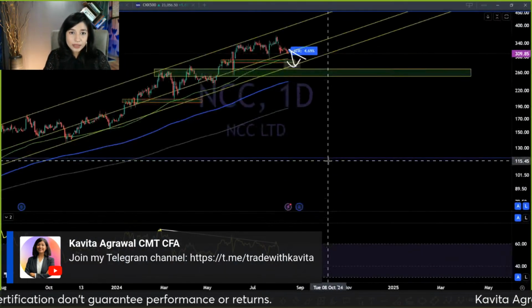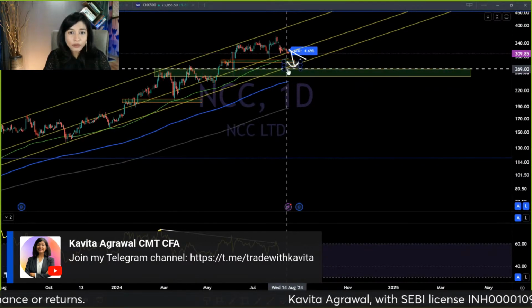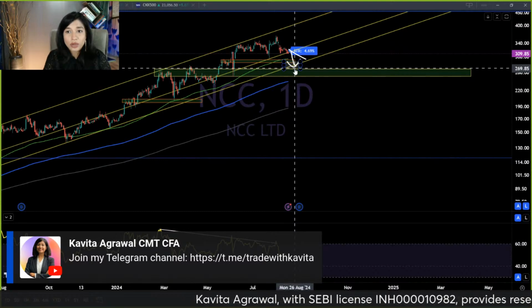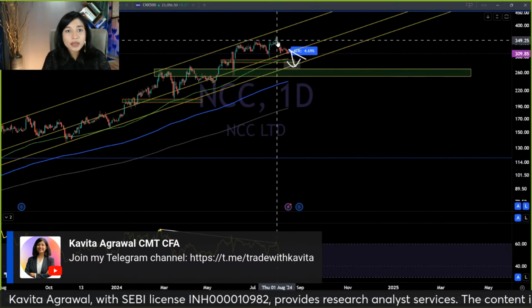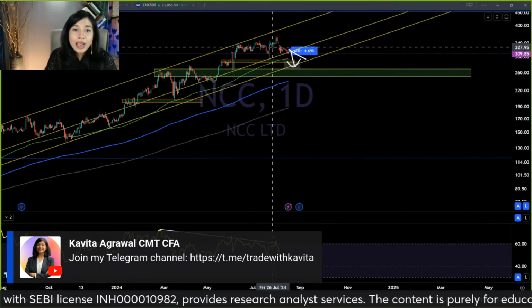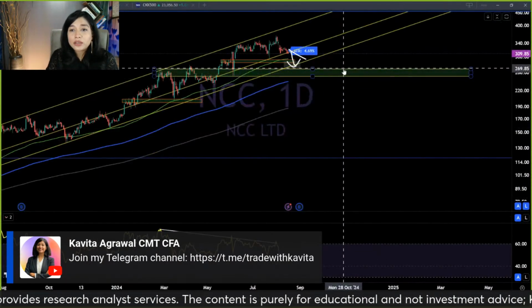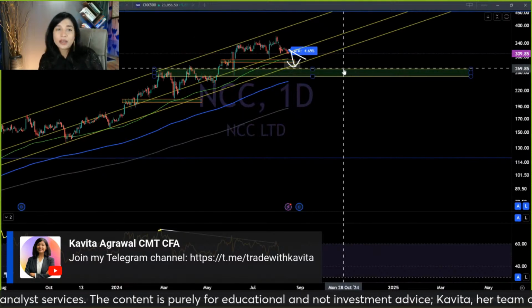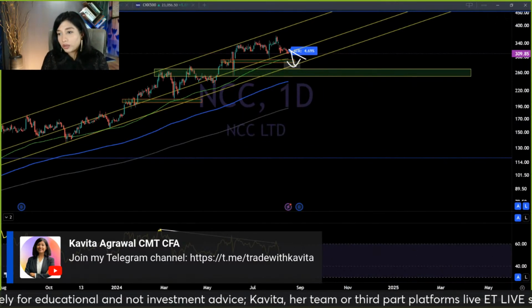So NCC, again, very, very strong trend. Currently undergoing a little bit of correction. I am waiting for the stock to come down to 270 because that's the previous real high. Right now, I'm seeing a little bit of loss of momentum and the stock is heading lower. So once the level of maybe 269, 270 comes, then I will be more comfortable in taking a fresh entry in this stock.